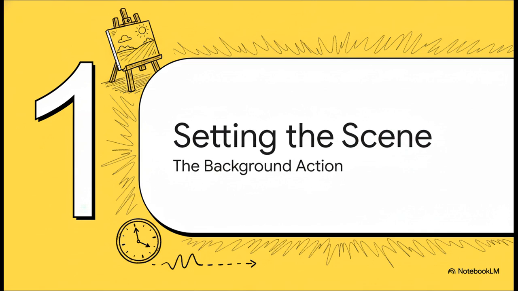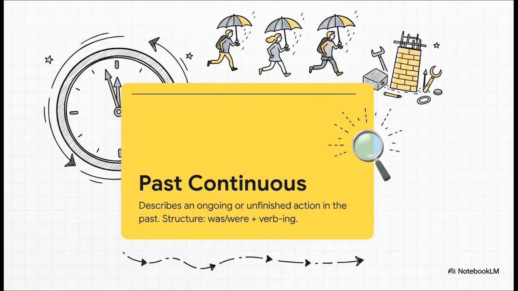It's just like in a movie, you know? Every good story needs a backdrop, something that's already going on before the real action kicks in. And the tool we use to paint that background picture is the past continuous. This tense is absolutely perfect for talking about something that was already in progress. And the structure? It's super simple. You just take was or were and add a verb with ing on the end.